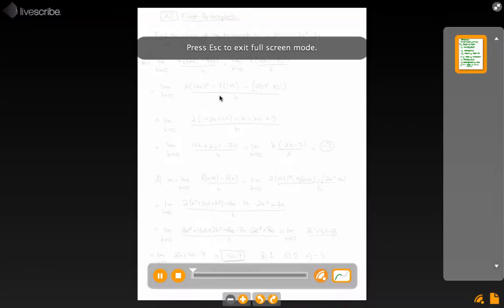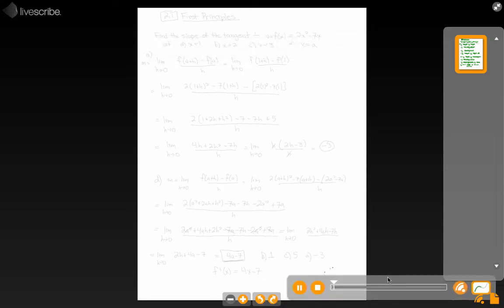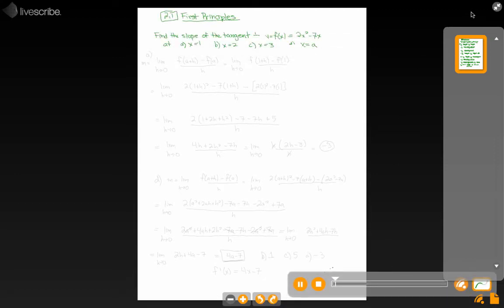This example comes out of the beginning of Chapter 2, where we start talking about derivatives. 2.1 is called First Principles. To start off with, we'll do a question that we've been asked to do in the previous chapter, in Chapter 1: find the slope of a tangent line. And we'll do this with one of your limit equations.